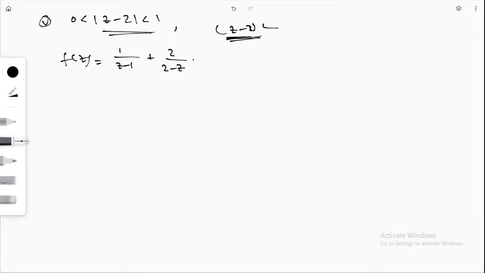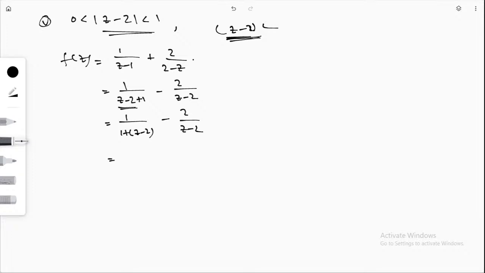So I can do this thing here. So z plus 1 is here, so I can add this, this is z minus 2 plus 1. Similarly, if I take minus common, it will be z minus 2. So to get this z minus 2, what I will write? So I can write this is 1 divided by 1 plus z minus 2, then minus 2 divided by z minus 2.